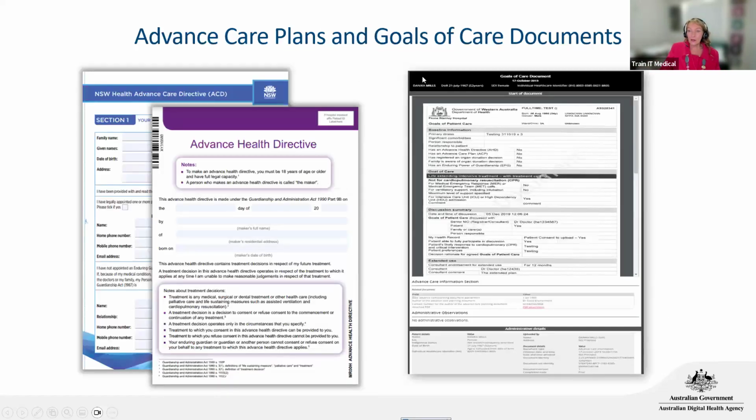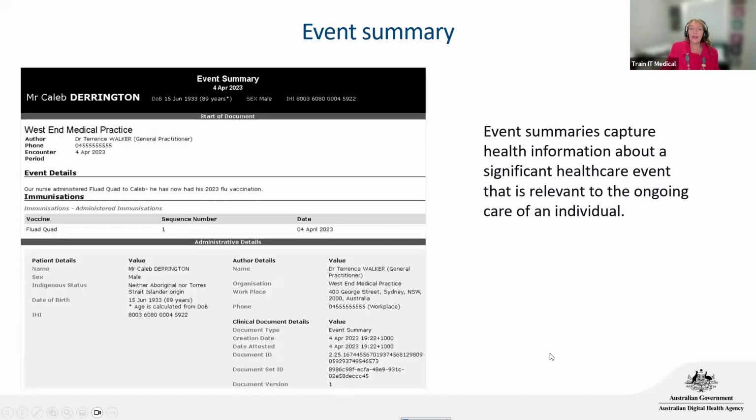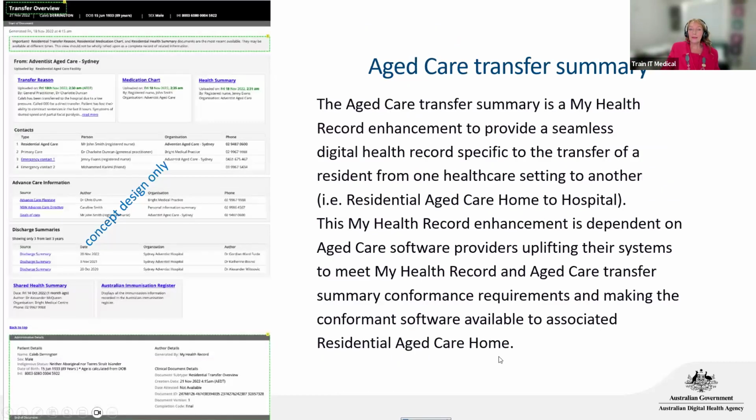Advanced care plans and goals of care. Okay. Shared health summary we've talked about. That's the GP shared health summary. That's the bit at the moment that the aged care facility printed out for me to send with us to the hospital. An event summary we've talked about, and there's a picture for you all of what the aged care transfer summary looks like.